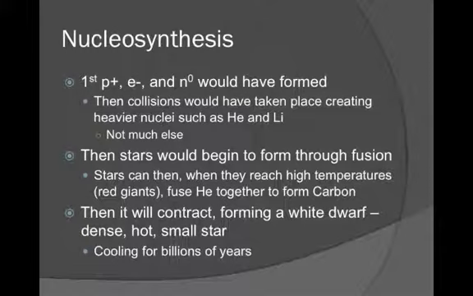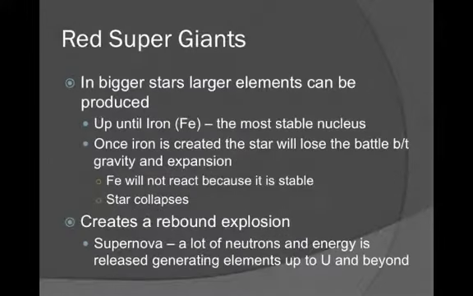So it probably took a while to create elements like uranium, and so on and so forth, right? Okay, these red supergiants can produce higher temperatures. They're bigger, they have more mass, they have more fuel, they have more types of elements. Therefore, they should be able to fuse together different ratios of elements to form new elements.